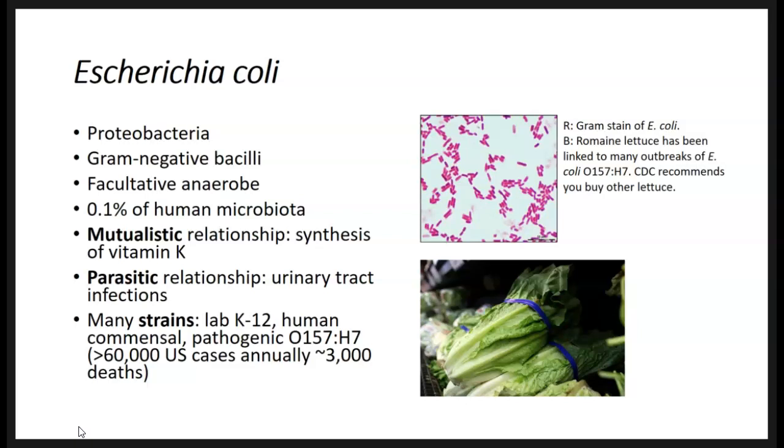E. coli does illustrate some of the complex relationships we have with bacteria. So commensal E. coli in our gut can have both mutualistic and parasitic relationships. So the E. coli in our large intestines play an important role in our health by synthesizing vitamin K, so that's a necessary nutrient for us.